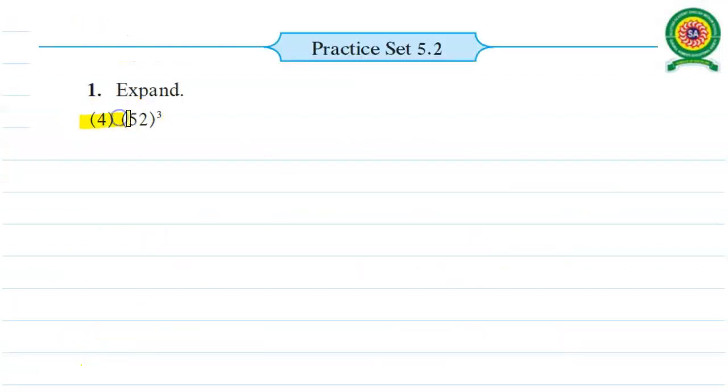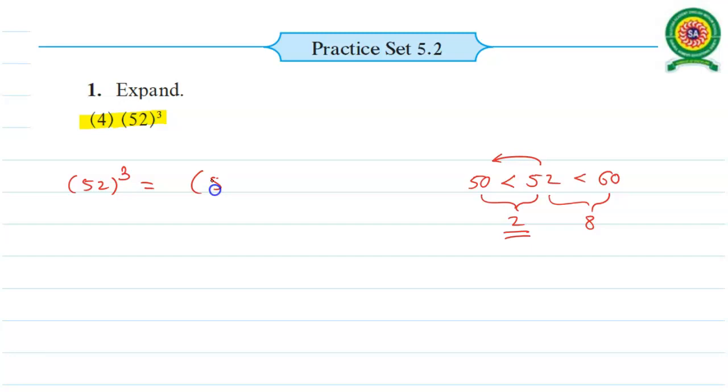Look at the fourth sub question. We have to expand (52) the whole cube. Now keep in mind, 52 lies in between 50 and 60, those tens we are having, and now 52 is nearest to 50 because the difference between 52 and 50 is 2, and 60 and 52 is 8. So among them the least difference we have is 2, so 52 is nearest to 50. So we can write now 52 as 50 plus 2 and the whole cube remains as it is.